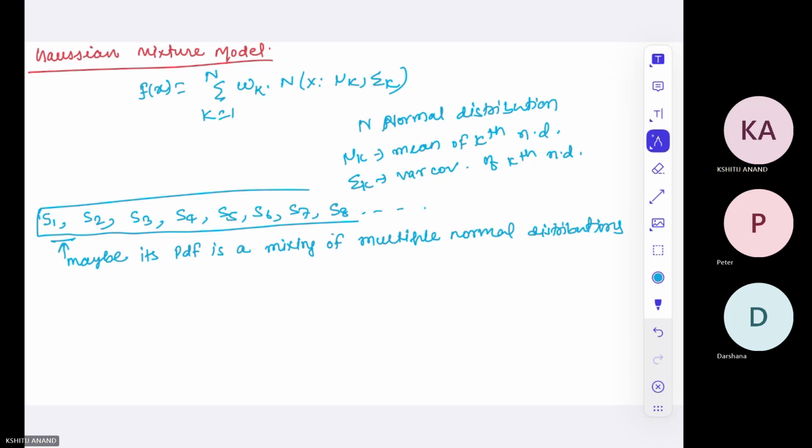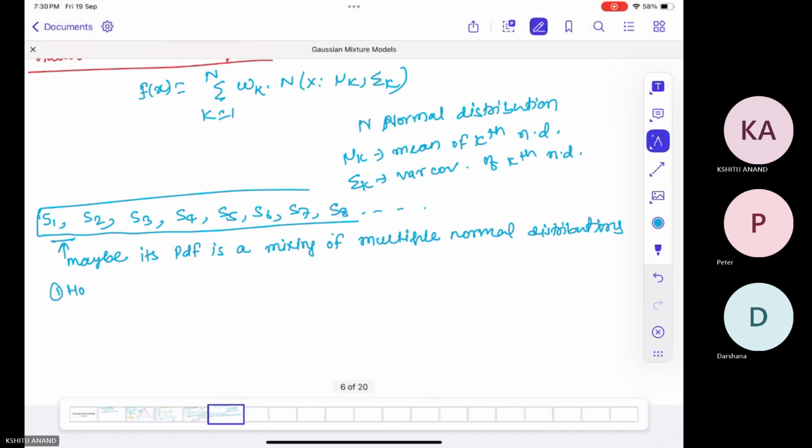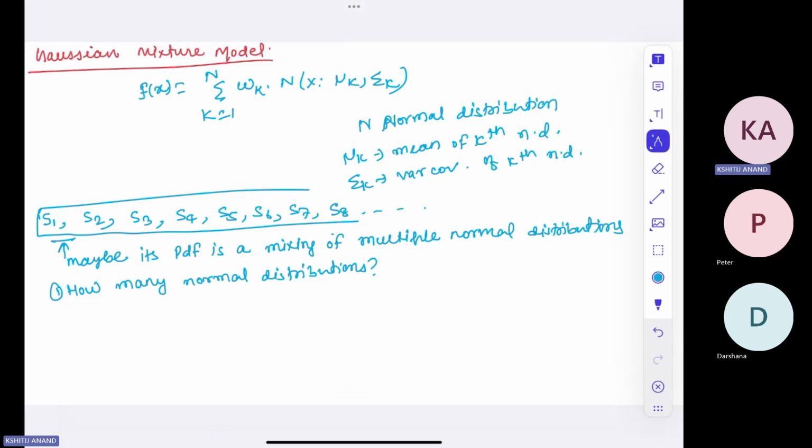The first thing is how many normal distributions. That is the first question, and it is very important. How many components are there? The second thing is, I understand it is generated from n or k normal distributions, whatever you say. What are the corresponding weights?